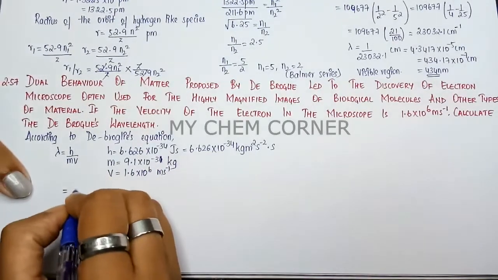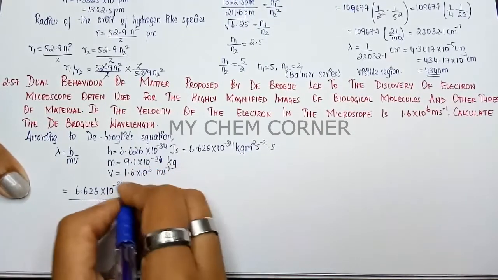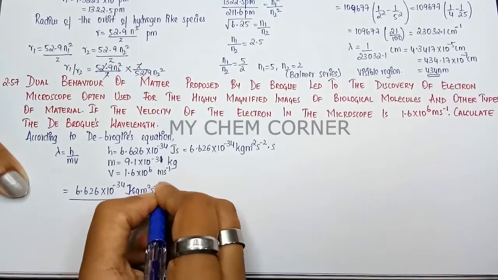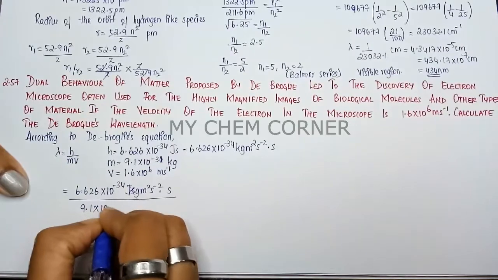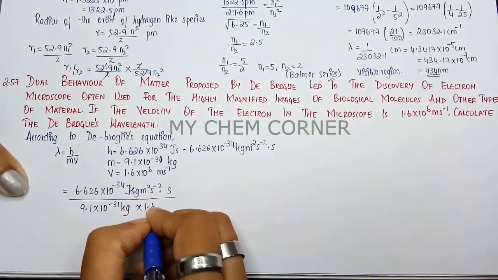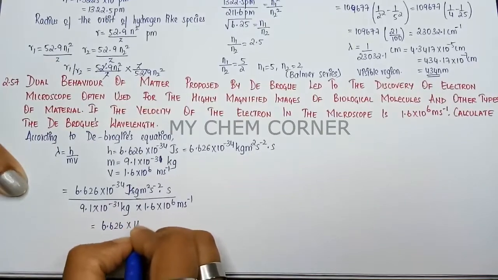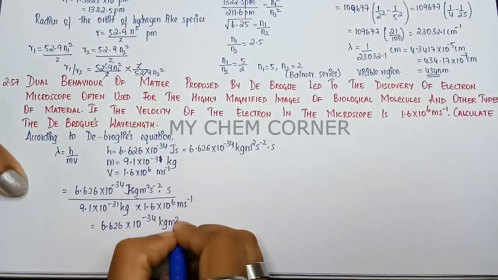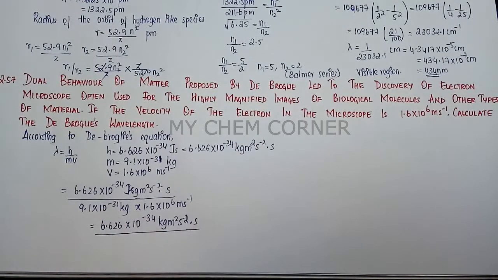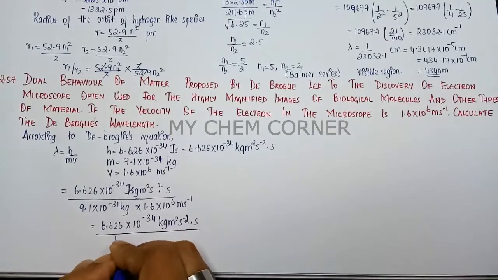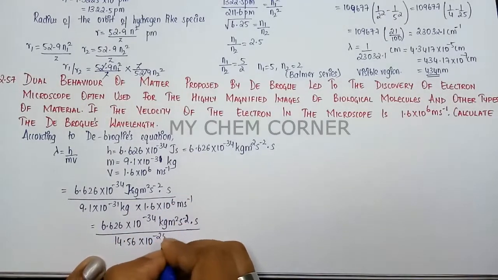Now here h is 6.626 × 10^-34 joule second, divided by, so this is going to be kg meter square seconds^-2 into seconds, divided by mass, which is 9.11 × 10^-31 kg into 1.6 × 10^6 meter per second. Now the numerator we'll just write as it is, 10^-34 kg meter square seconds^-2 into seconds. 9.1 into 1.6 will be 14.56 into 10^-31 plus 6, which is 10^-25.